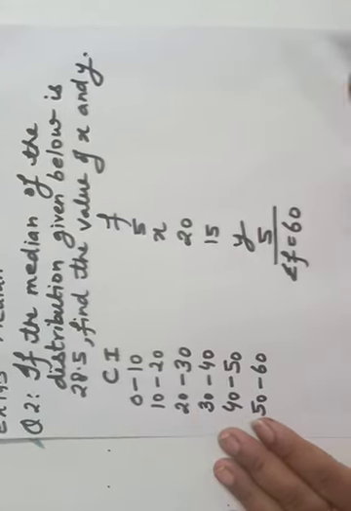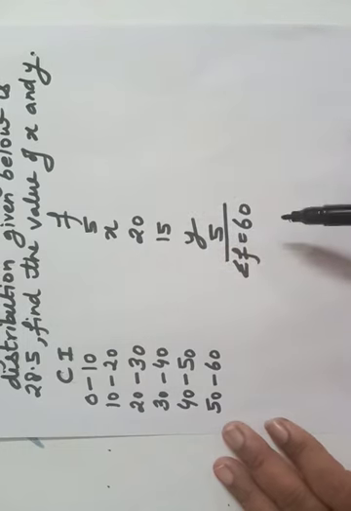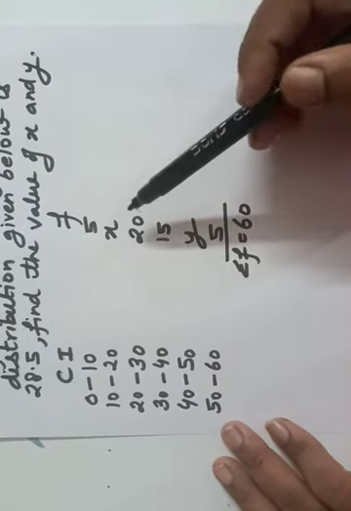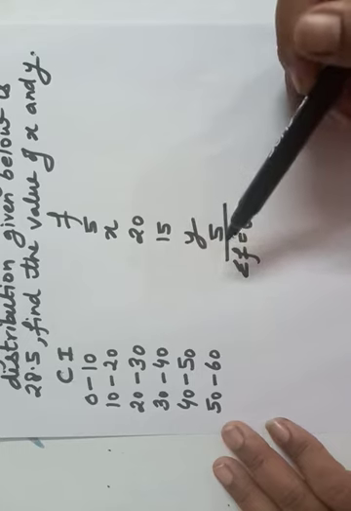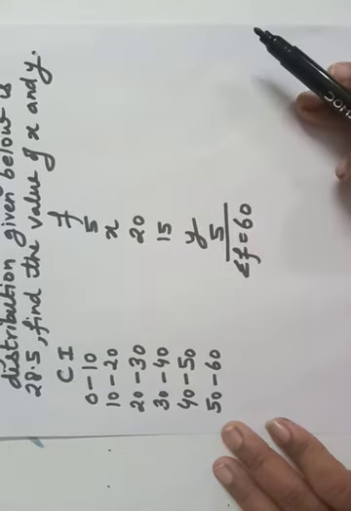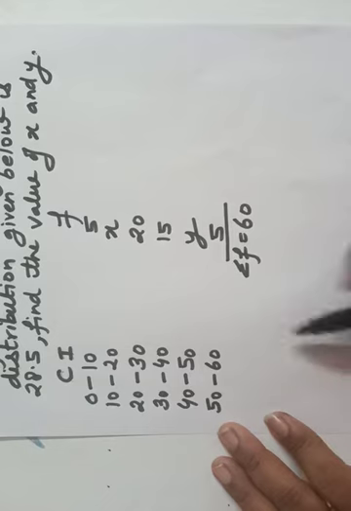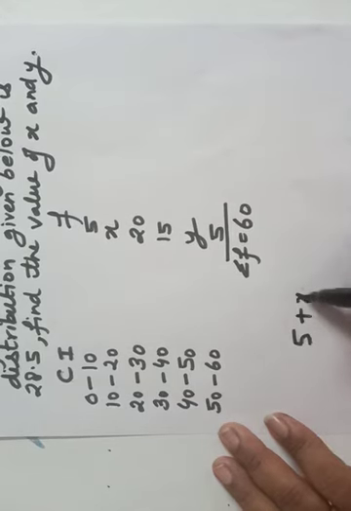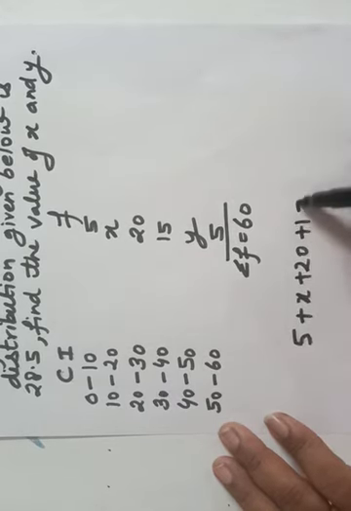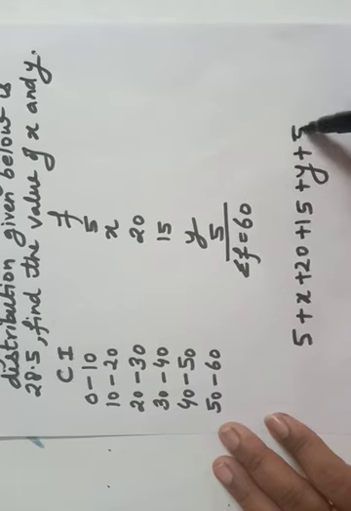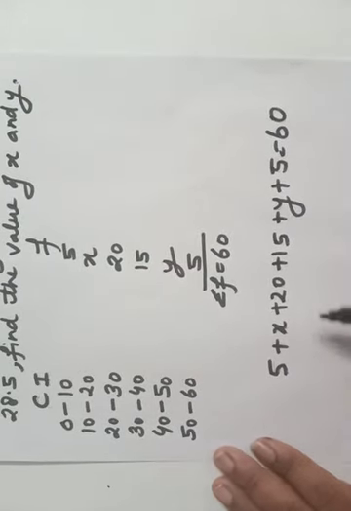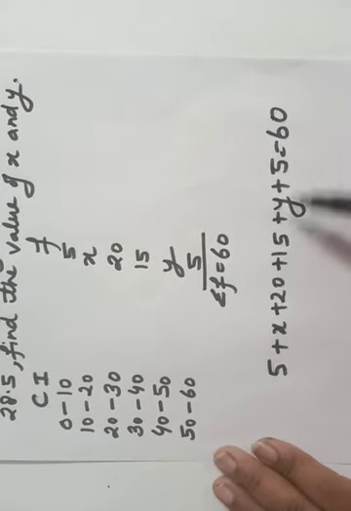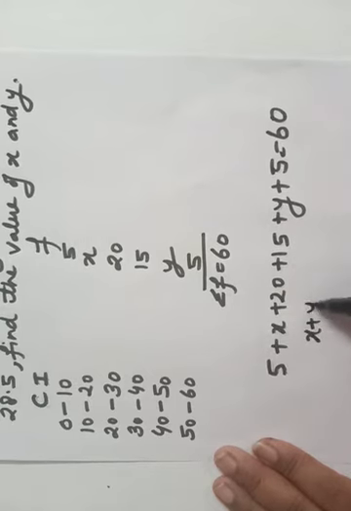First of all, since the sum of the frequencies is given to us, and there are two variables here, let's change it into one variable. The very first step is to add all the frequencies: 5 plus x plus 20 plus 15 plus y plus 5 is equal to 60. So 20 plus 5, 15 plus 5, again 20, 20 plus 20 is 40, and 45. So x plus y plus 45 is equal to 60.